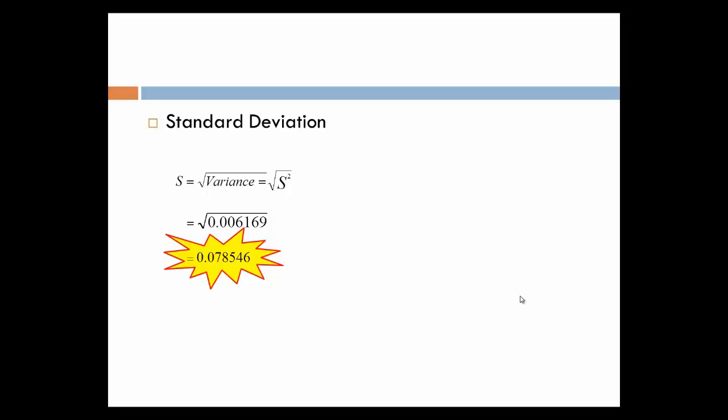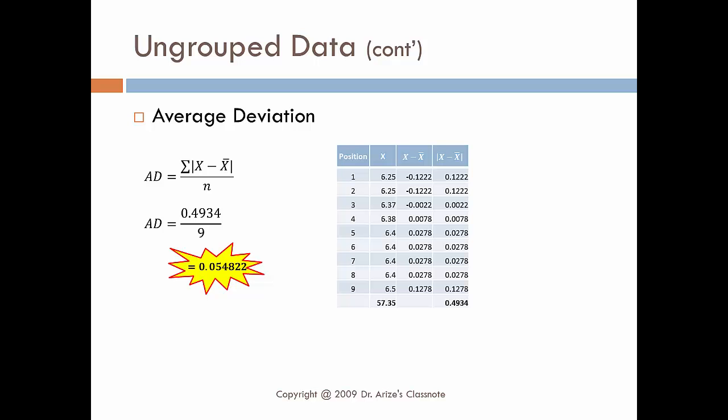0.078546. And then you can see average deviation. Average deviation, to do that, just look at the formula. You need to first of all calculate the mean. The mean is given as x bar. So once we calculate the mean, then we go 6.25 minus the mean, and we get the last column. 6.37 minus the mean, we get the next column. And we keep on doing that until the end, where we have 6.25 minus the mean, and we got 0.1278.